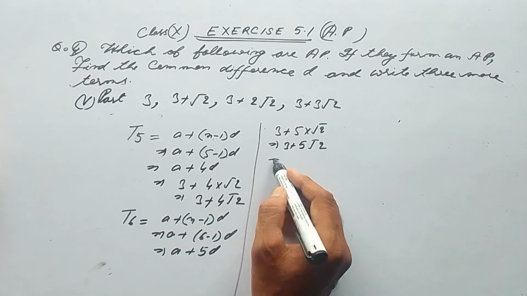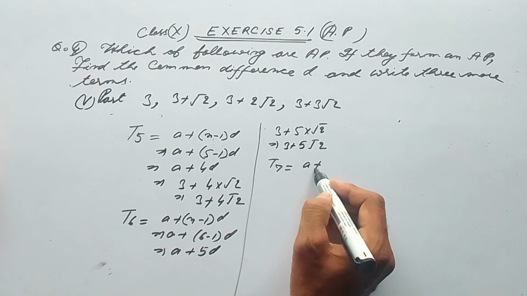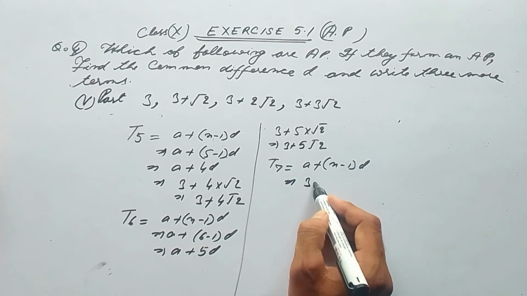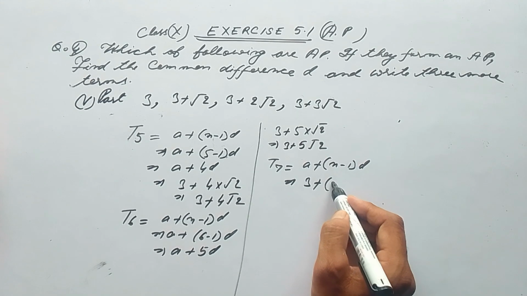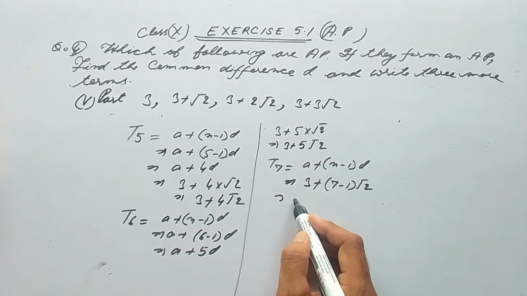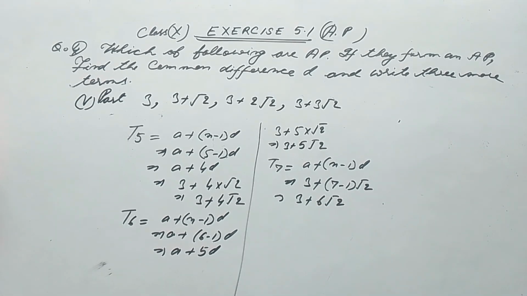Now we will find the 7th term. Apply the formula Tn equal to A plus n minus 1 D. The value of A is 3. The value of n, that is 7 minus 1, times the difference is 6 square root of 2. 3 plus 6 square root of 2. It is the solution of the 5th part.